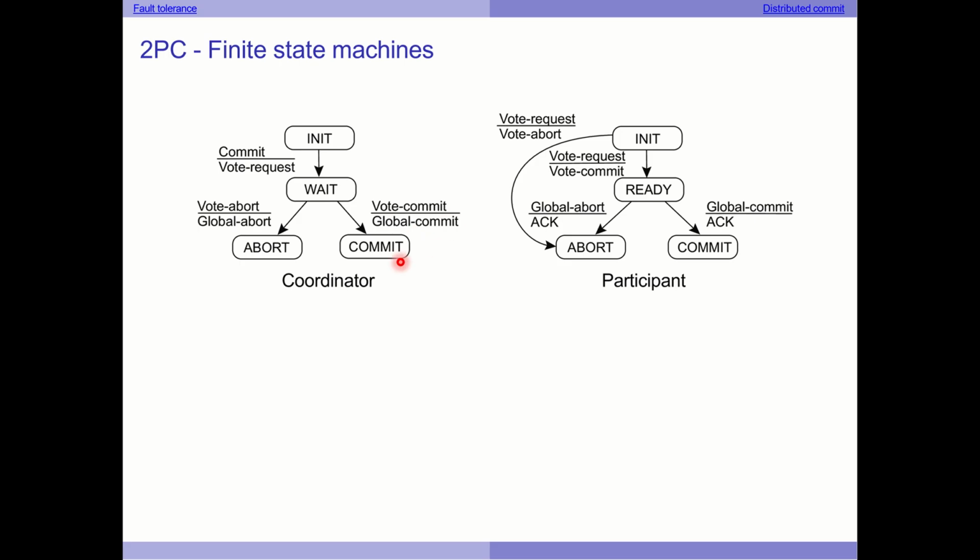Telling the group means the coordinator will send global commit to everybody. But if any of the participants say no or vote abort, basically two things will happen. The transaction will be cancelled, and they will discard the local operation.